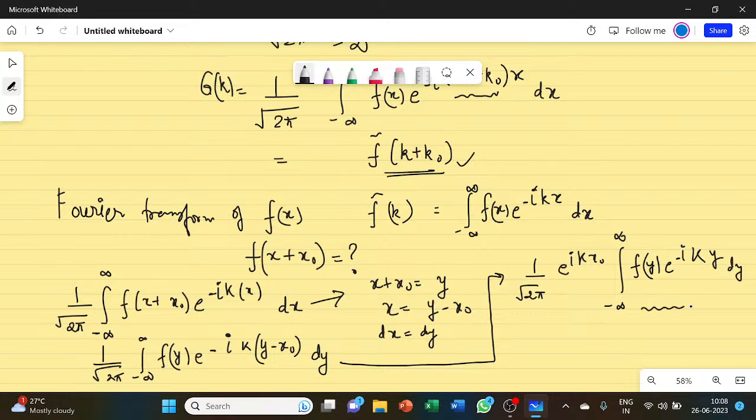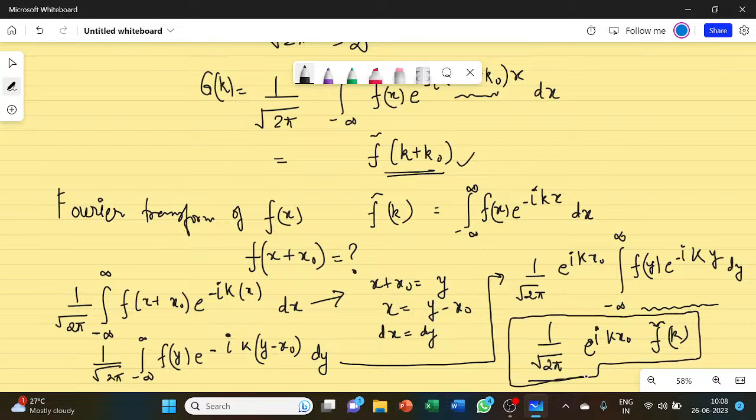What is this? This is nothing but the Fourier transform of f of y. So simply this is f tilde k, which was originally supplied to you, and here you have 1 upon root over 2 pi e to the power iota k x naught. So e to the power iota k x naught into f tilde k. This is how you write your Fourier transform. Whose Fourier transform is it? It is the Fourier transform of f of x plus x naught.